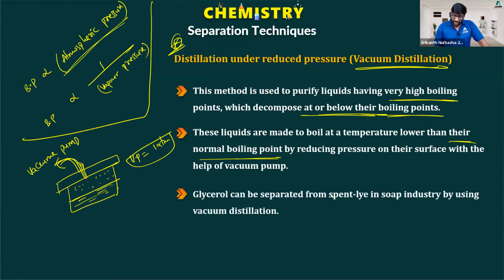So glycerol can be separated from spent lye in the soap industry by using vacuum distillation. So this example is very, very important. Glycerol can be separated from spent lye in the soap industry by using vacuum distillation, that is, distillation at reduced pressure only. We are going to do this.